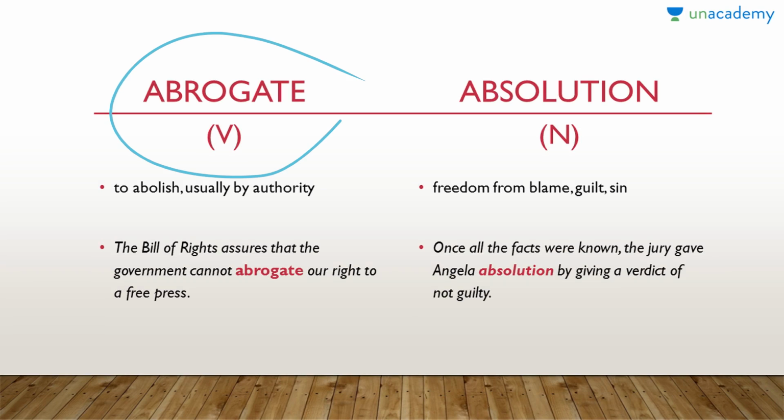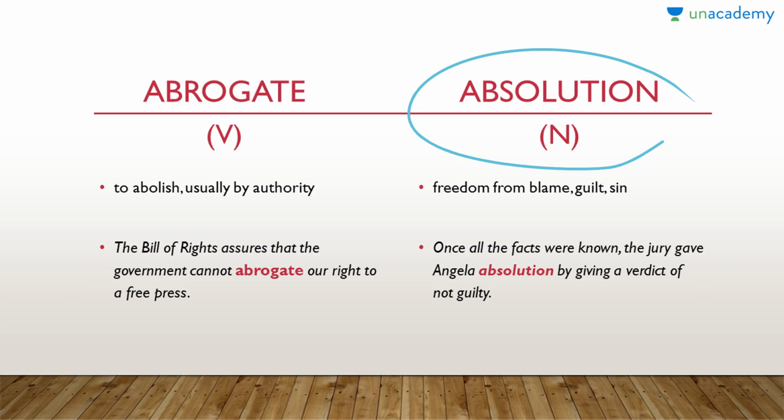Abrogate is a verb which means to abolish, usually by authority. So in a sentence it will read, the Bill of Rights assures that the government cannot abrogate our right to a free press. The next one is absolution, which is a noun, which means freedom from blame, guilt, and sin.